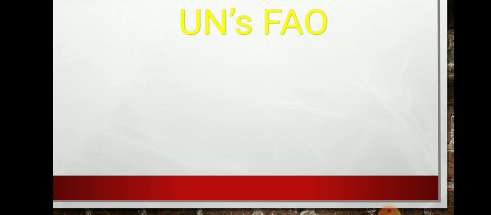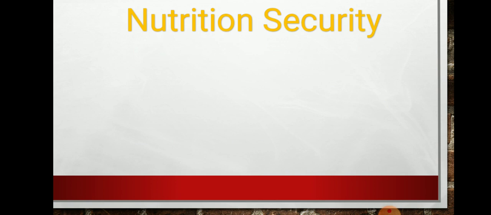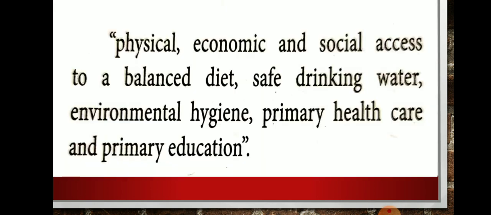UNOS, what's that? It's the United Nations Food and Agriculture Organization. It gives full support to nutrition security. We'll see about nutrition security. The famous agricultural scientist Dr. M.S. Swaminathan gives a special definition: physical, economic, and social access to a balanced diet, safe drinking water, environmental hygiene, primary health care, and primary education.